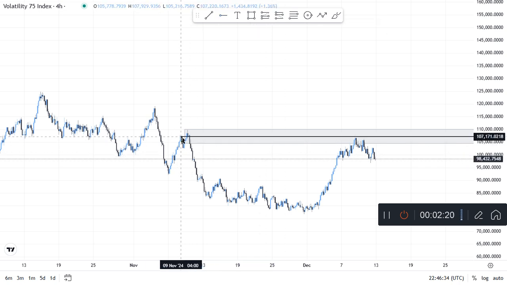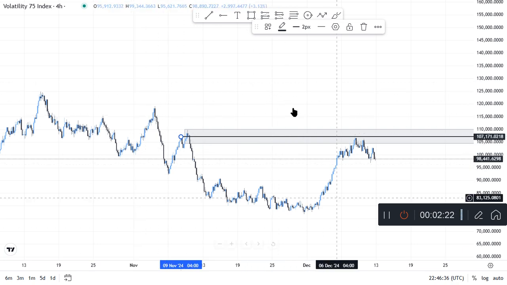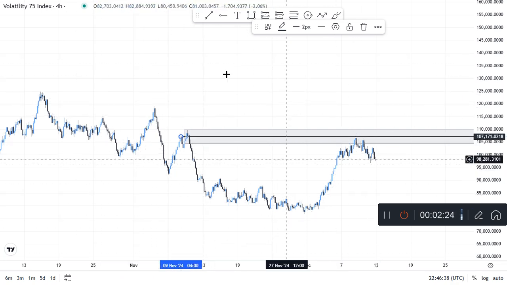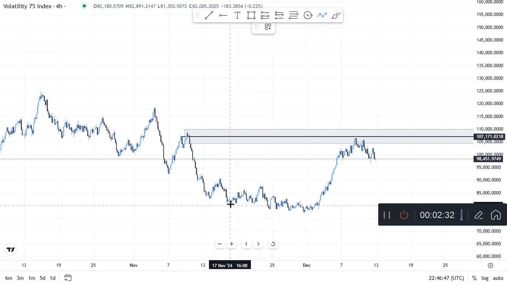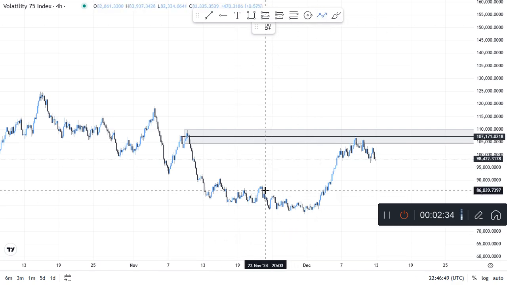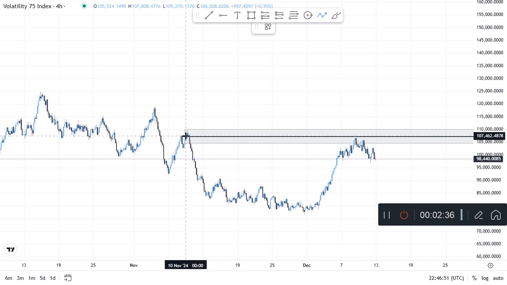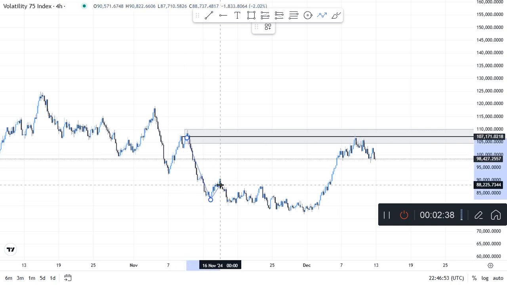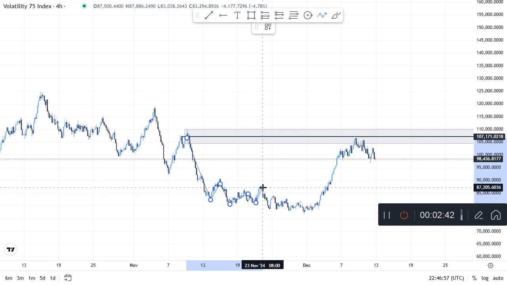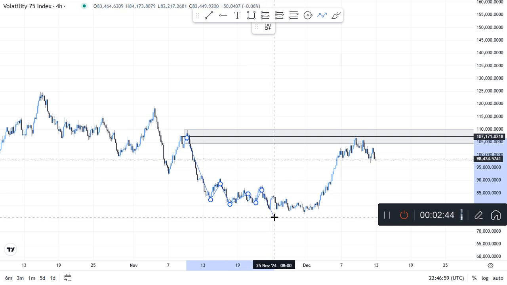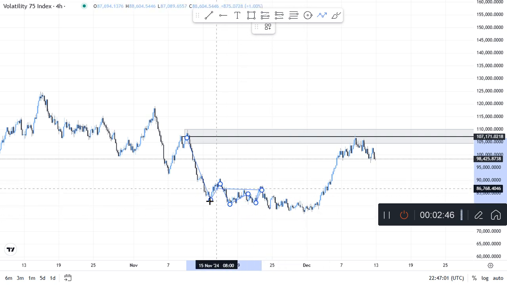So what do we spot on the lower time frame, on the 4-hour chart? We're going down. Then over here we've got a change in market structure. We're creating lower low, lower high, and then again lower low, lower high. But as you can see, there's a drop in momentum over here.